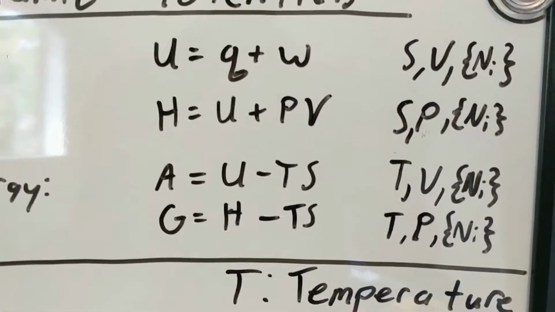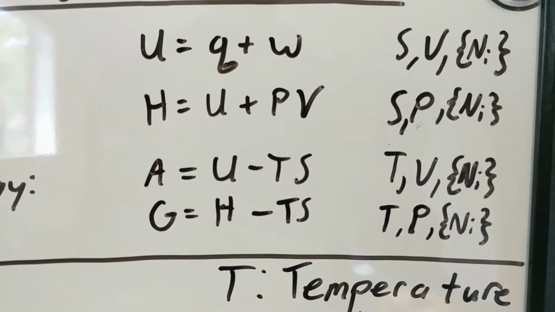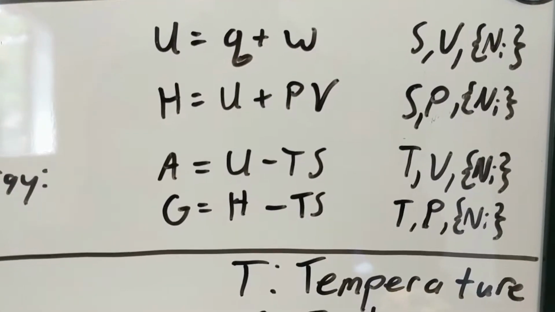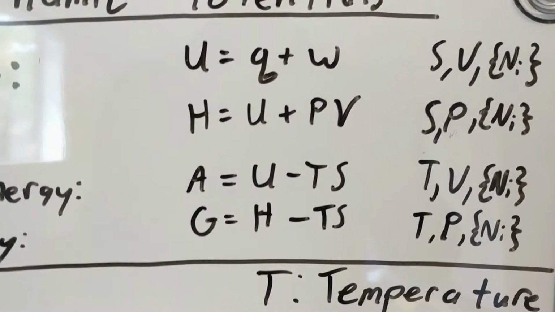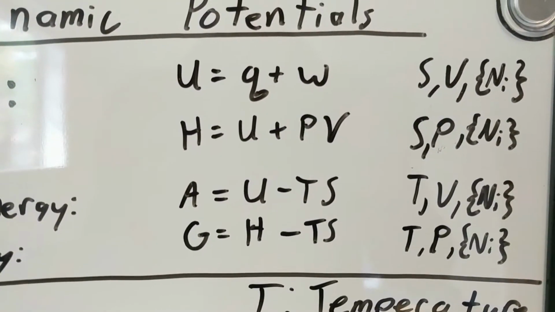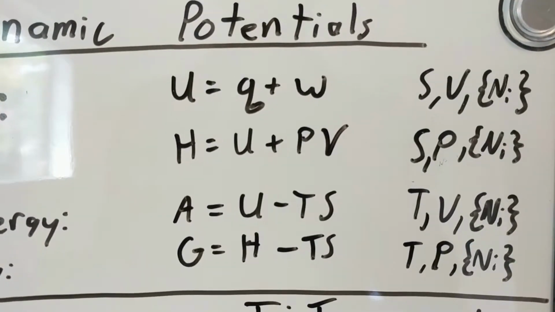So these are the equations for each of these. You'll see internal energy is U, enthalpy H. Helmholtz free energy here we are describing with A. Often you'll see it as F, often A. It kind of goes back and forth. I'm using A for the sake of this video. And Gibbs free energy is G.